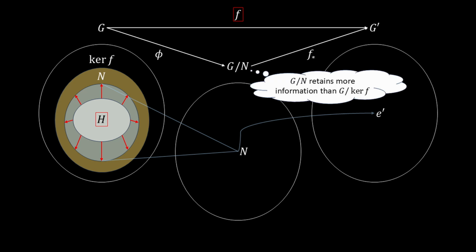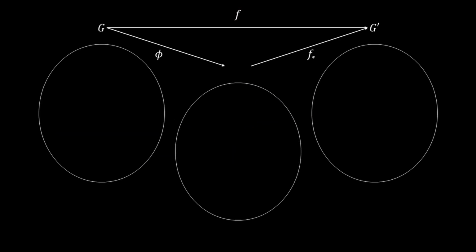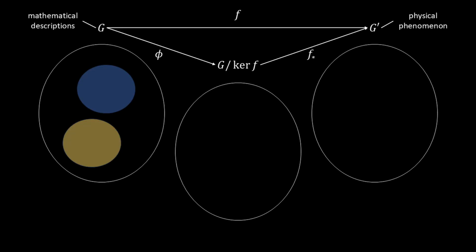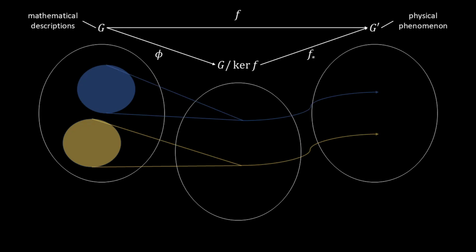To understand it in a more concrete way, let's consider the relationship between the mathematical descriptions and the physical phenomenon. Previously, if I collapsed the redundancy entirely based on f, then regardless of whether it's because of gauge, translational, temporal, rotational, or other symmetries, those mathematical descriptions that can produce the same result would collapse to a single point in the quotient group, and an injective homomorphism would bring these points to the corresponding physical phenomenon.